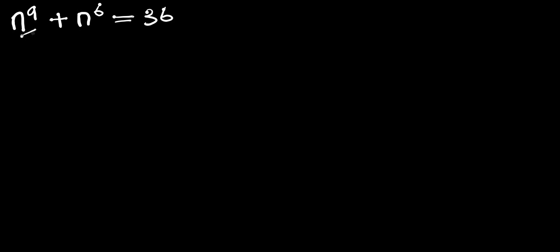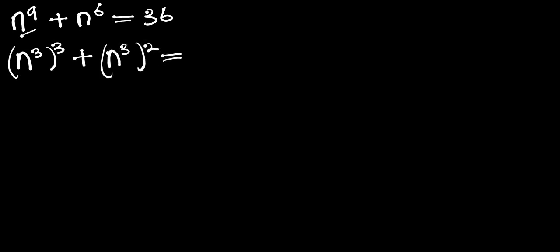So instead of n power 9, we can express it as n power 3, all power 3, plus we do the same thing here. We have n power 3, all power 2, and this is equal to 36.